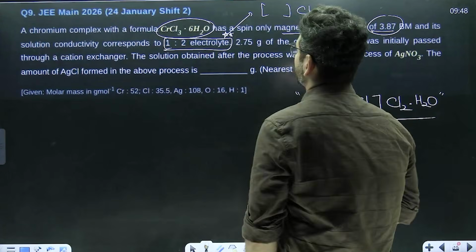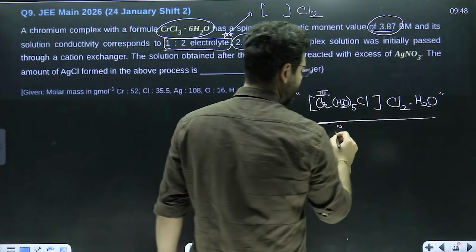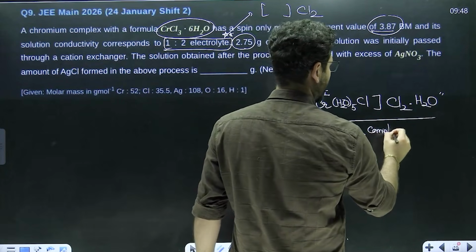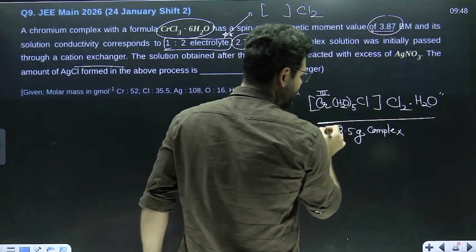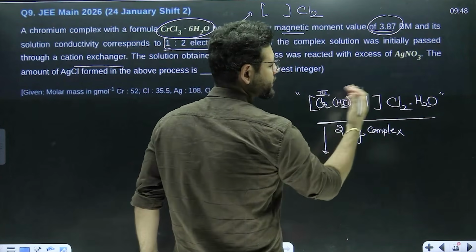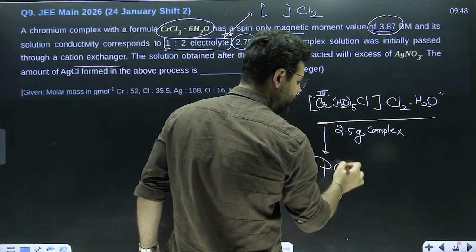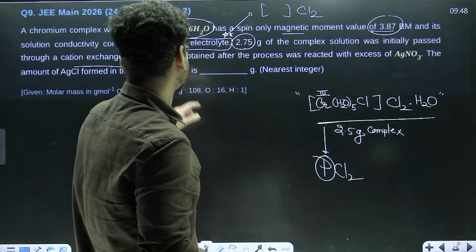Now, the question is: 2.75 gram of this complex was initially passed through a cation exchanger. Cation exchanger means this cation got exchanged with some other cation. Let me call it P cation, P plus 2, so we'll get PCl2. P is just the cation.